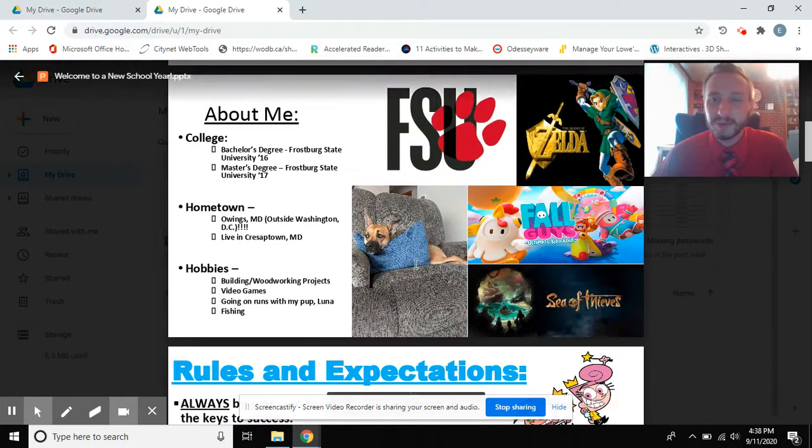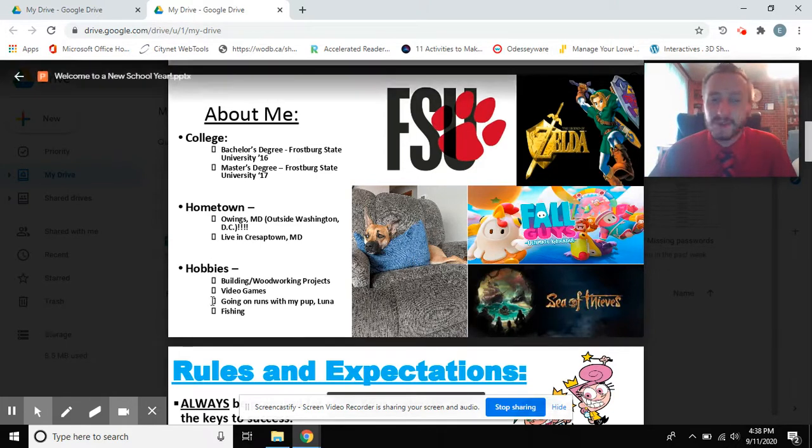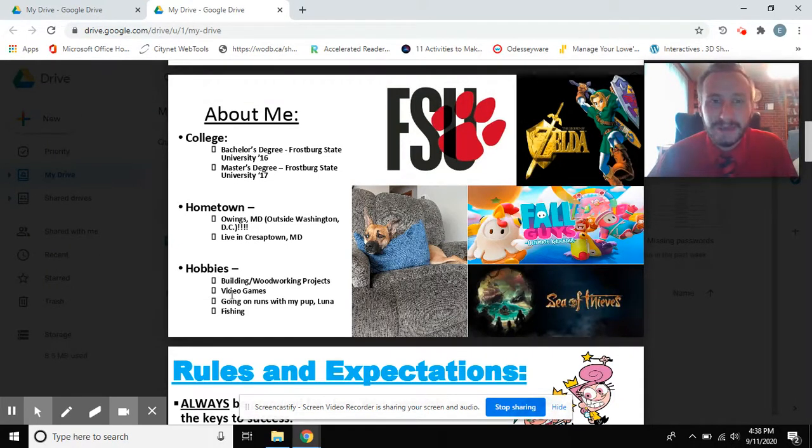This is my dog Luna. She's actually behind me underneath that couch. I love going on runs with her. And then, of course, whenever I can find time, I like going fishing. So that's just a little bit about me, just like you gave me information about you.